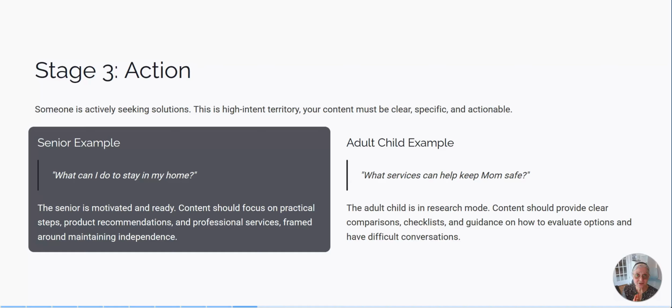So the seniors are thinking, okay, lots of things are happening, things are going wrong, but what can I do to stay home? I really, really, really want to stay home. The senior is motivated and ready.